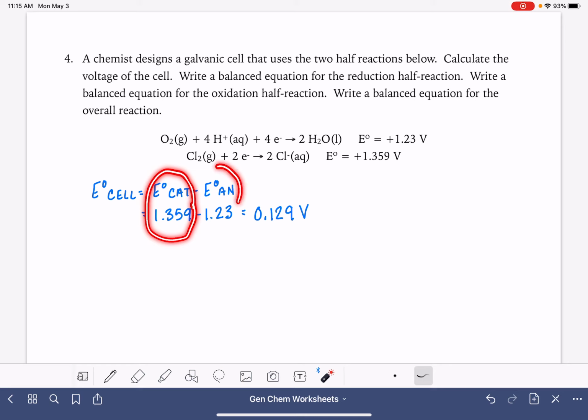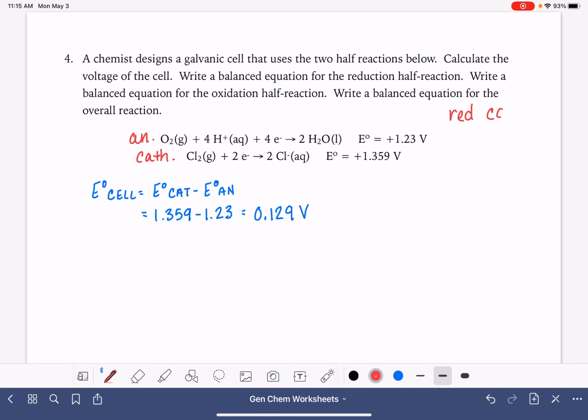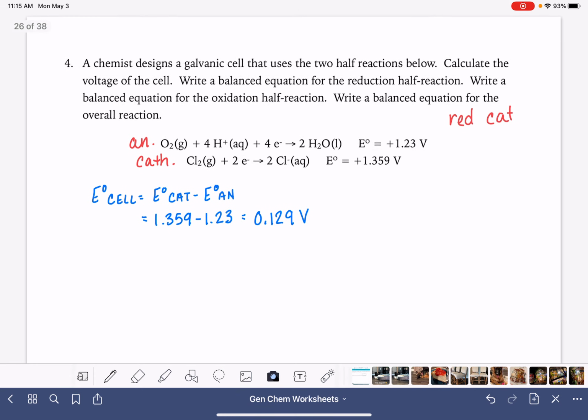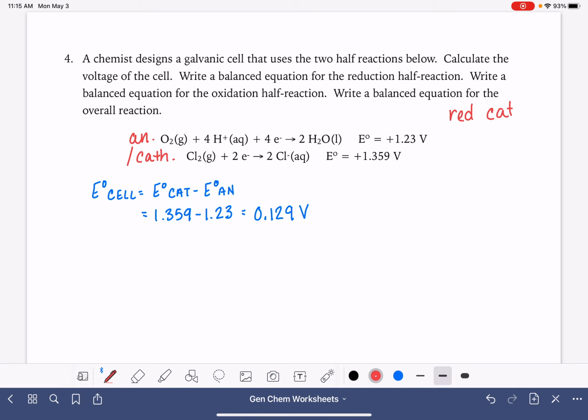When we set this equation up in a way that gives us a positive voltage, it also identifies for us which half reaction is taking place at the cathode and which is taking place at the anode. The reaction with the voltage of 1.359 is the reaction that's taking place at the cathode, and the other is the one taking place at the anode. From our trick red cat, we know that the reduction reaction is the one that is taking place at the cathode, and the oxidation is the one that's taking place at the anode.